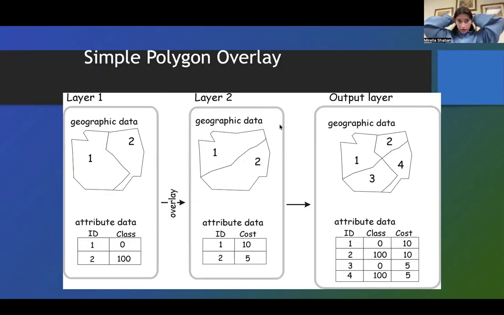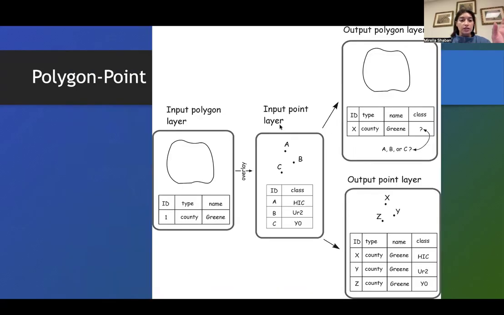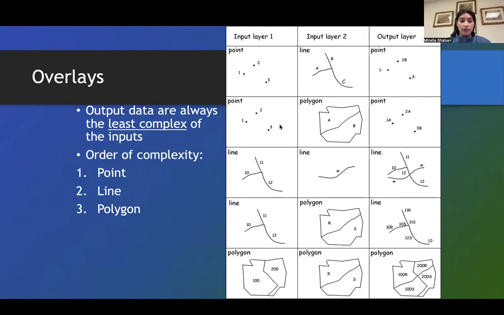So this here is an example of a simple polygon overlay. I won't go too far into this because we kind of just went over the idea, but this is something that you can look over, as well as this slide over here, polygon to point. Don't need to worry about this. I want to bring us back over now to talking about our overlays and then our clips, our intersects, our unions. So the output data for an overlay are always going to be the least complex of the inputs. So your order of complexity is going to be a point, a line, or a polygon.